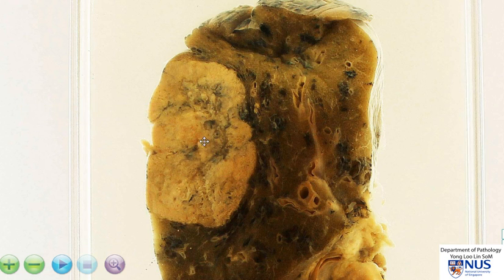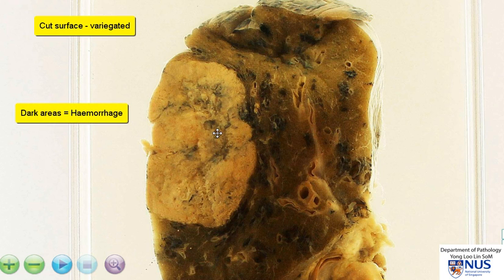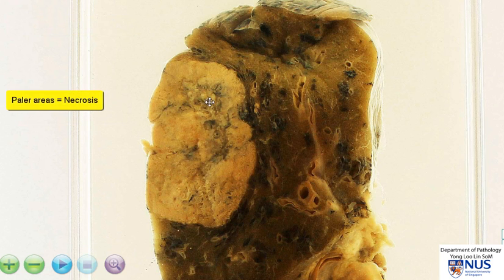The cut surface of this mass is kind of variegated, and we can see that there are some darker areas which represent hemorrhage, and also at the same time you can appreciate some areas that are actually paler than the rest of the mass, and these pale geographic areas are likely to represent necrosis.